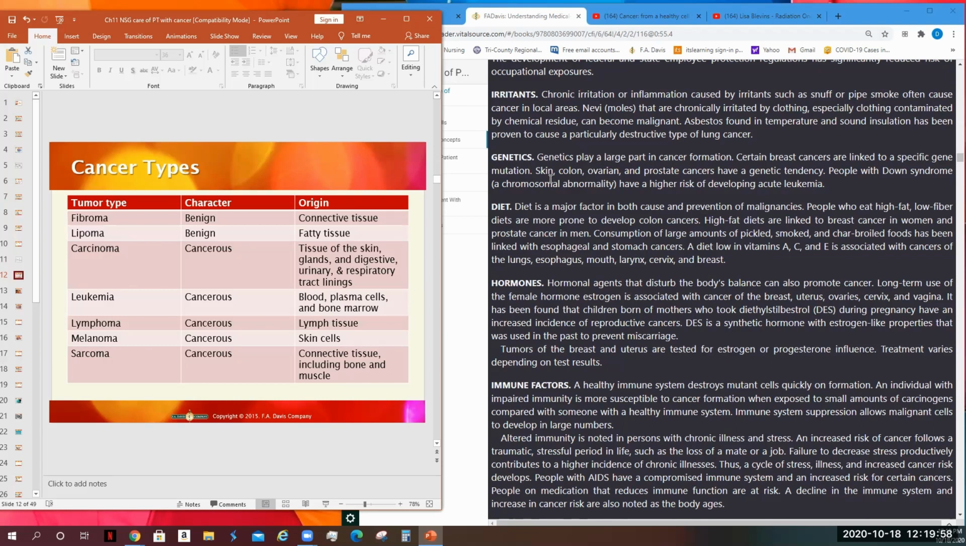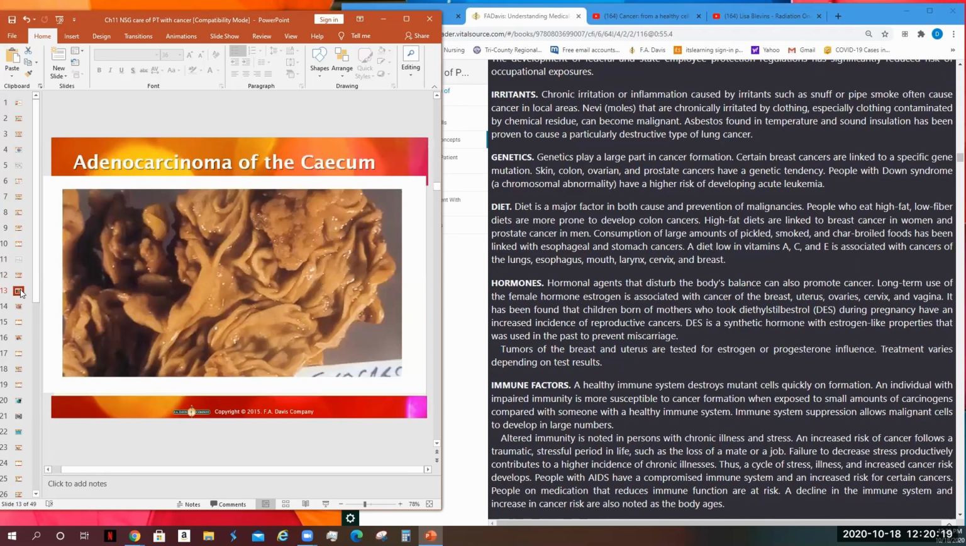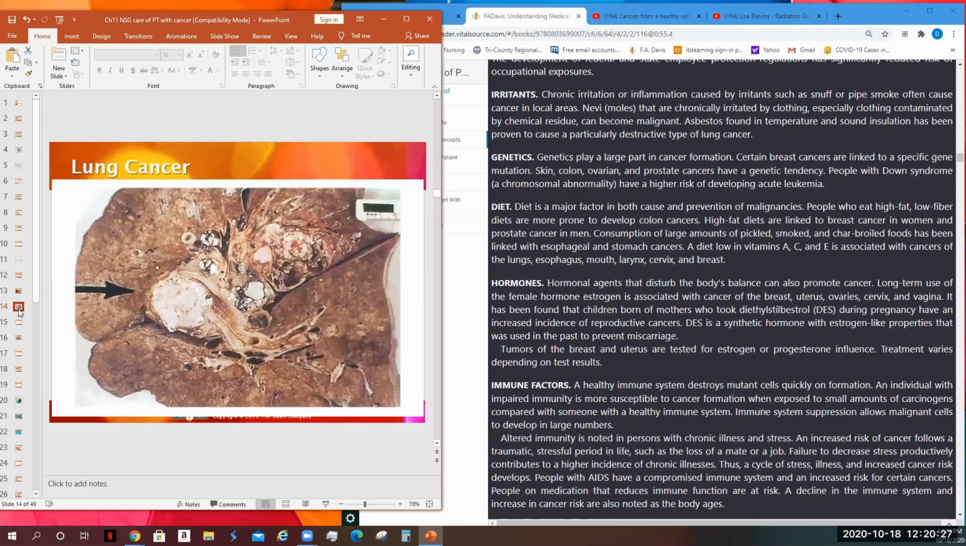Genetics. Genetics play a large part in cancer formation. Certain breast cancers are linked to a specific gene mutation. Skin, colon, ovarian, and prostate cancers have a genetic tendency. People with Down syndrome, a chromosomal abnormality, have a higher risk of developing acute leukemia.